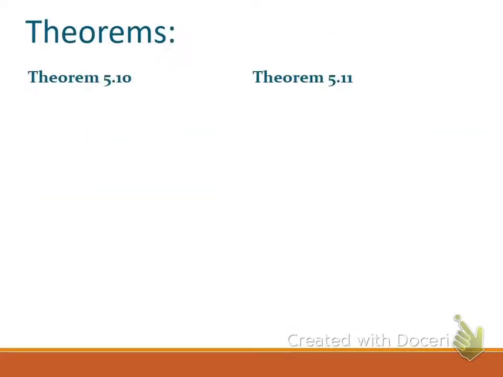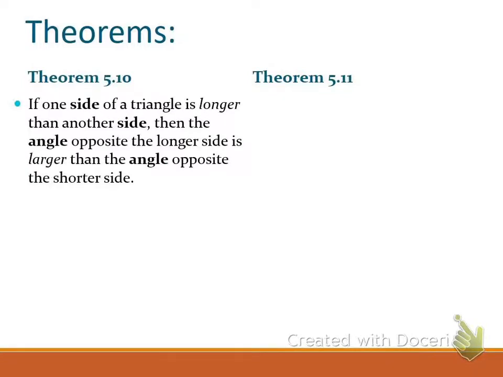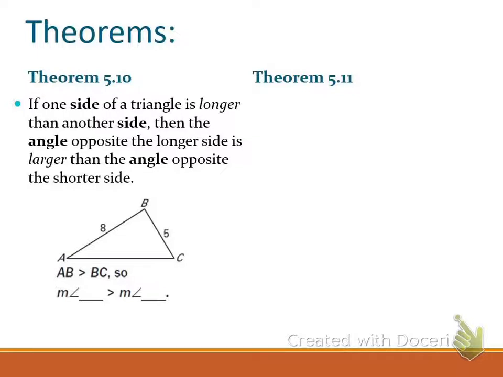Okay? But there are a couple of theorems that say exactly that, right? First theorem says that in a triangle, if one side is longer than another side, then the angle opposite the longer side is going to be larger than the angle opposite the shorter side. Right? And again, hopefully that makes enough sense. In other words, here, since AB is longer than BC, then the angle opposite AB, which is angle C, will be bigger than the angle opposite the shorter side, BC, so A. So angle C will be bigger than angle A. The measure of angle C will be bigger than the measure of angle A.